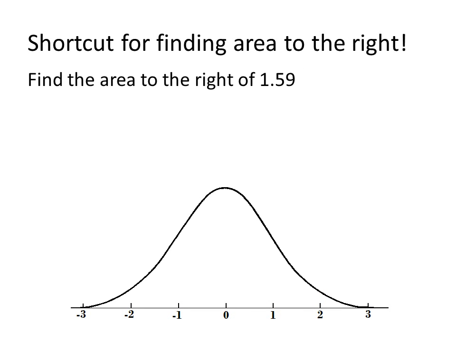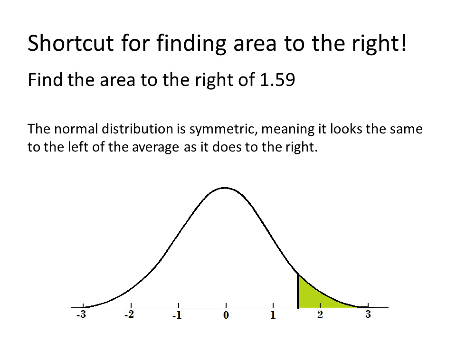Now here's a cool shortcut for finding the area to the right. If we want to find the area to the right of, say, 1.59, here is what we can do. There's this fact about the normal distribution, and that is that the normal distribution is symmetric, meaning that it looks the same on the left as it does on the right. What that means is this. If we want to find the probability of what's to the right of 1.59, that's going to have the same area as to the left of negative 1.59.